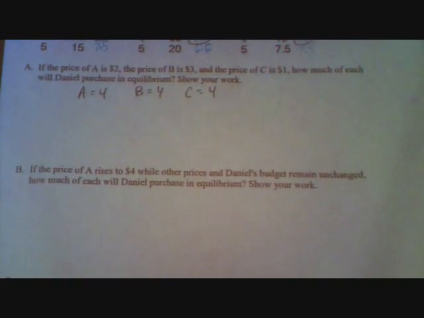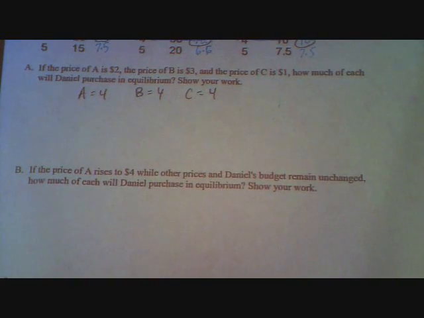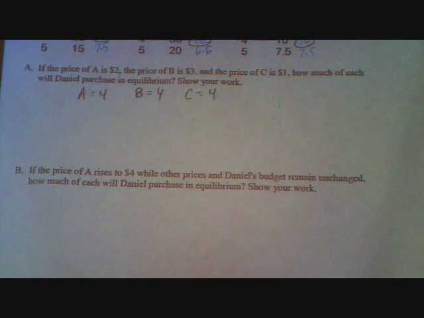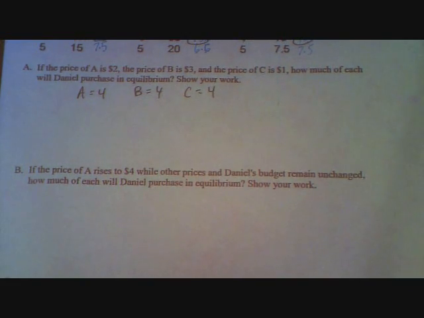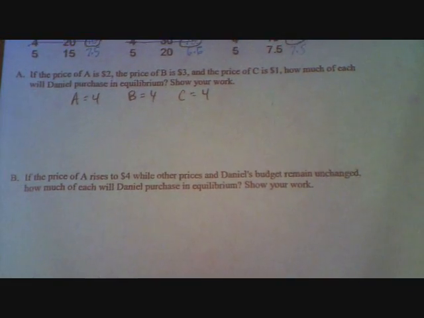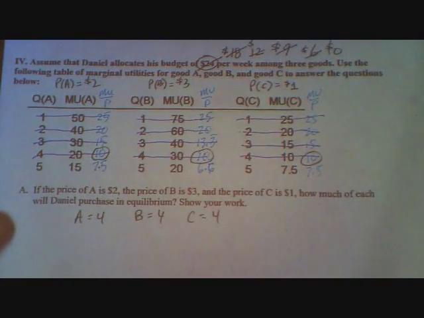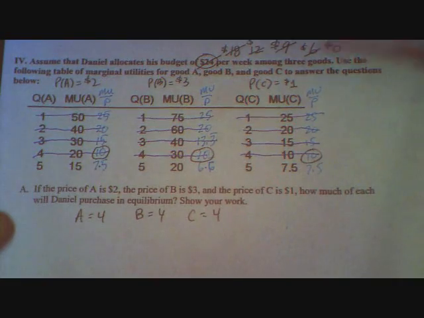Then the second question on this assignment is B: if the price of A goes up from $2 to $4, other prices in the budget stay the same, now how much of each is he going to buy? Well, if the price of A changes, we've got to redo the whole exercise.